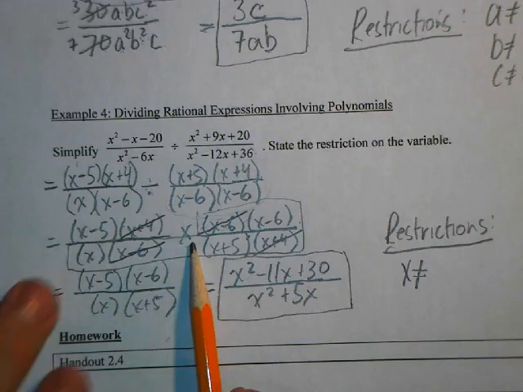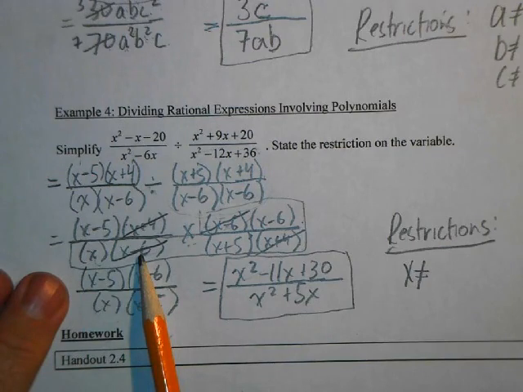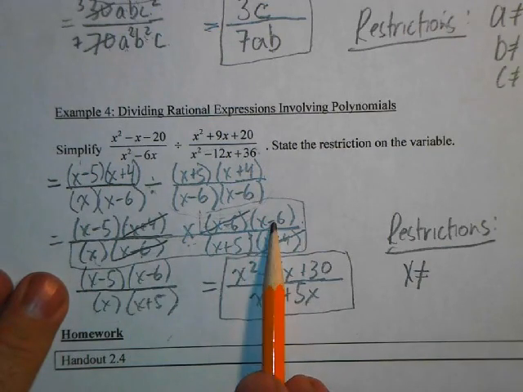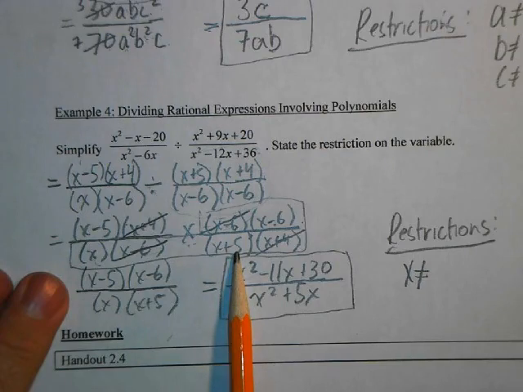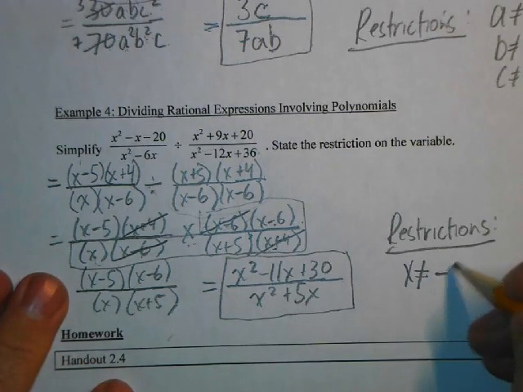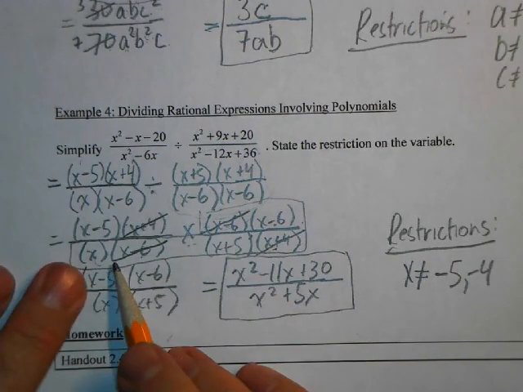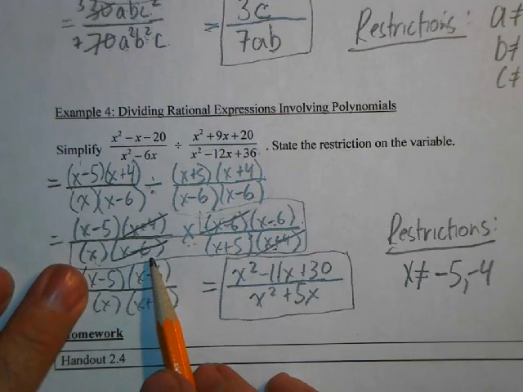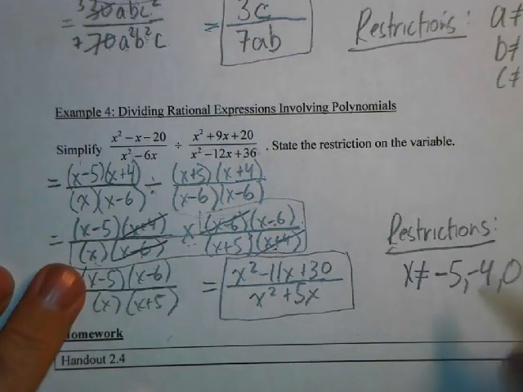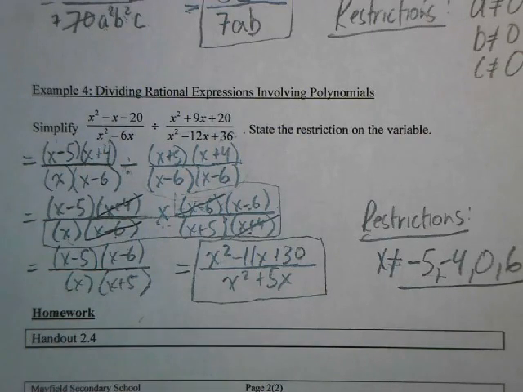So I start going through. Here, x can't be 0. X can't be 6. X can't be negative 5. And x can't be negative 4. So if I put those in ascending order, negative 5 was the smallest, then negative 4. That took care of those. I had a 0, and I had 6. So those are the values that would make this expression have a divide by 0 problem.